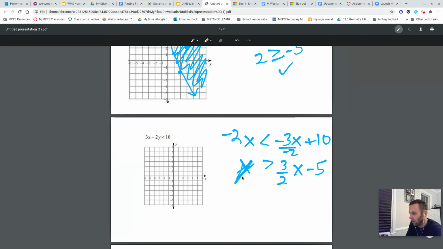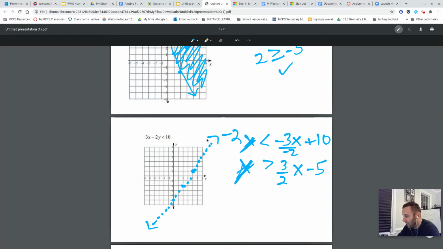I don't know why I wrote that as y. It's 2y. Y is greater than 3 over 2x minus 5. So the y-intercept is negative 5. I'm going to go up 3, 1, 2, 3 to the right 2, 1, 2. I'm going to go up 3 again, 1, 2, 3 over 2. And then because it's just a greater than sign, it's going to be a dotted line. Make sure you make it go off the graph so that we can really see it's a dotted line.